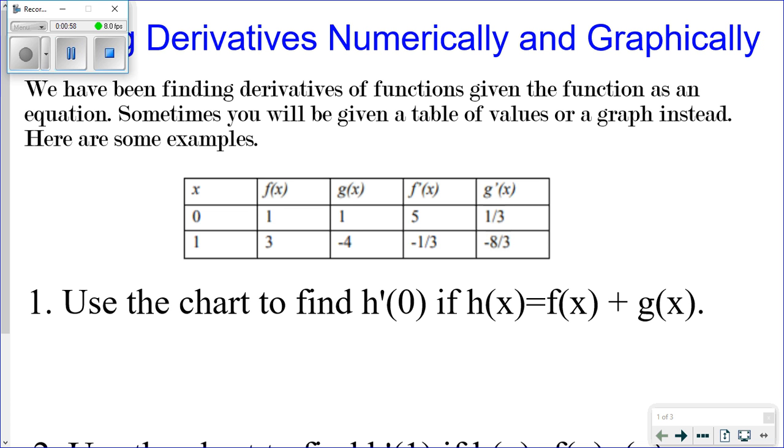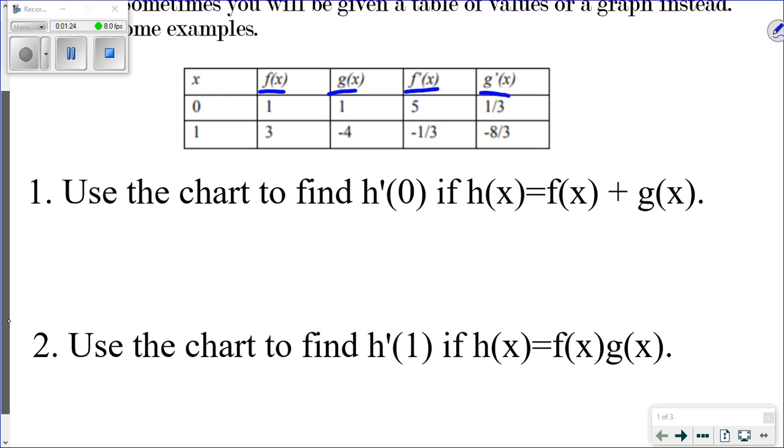So when you're given a table of values, we don't know what the equations are, but in the table we're given values for x. So like in this table, x is equal to 0 and 1. And then we're given values for f of x, g of x, f prime of x, and g prime of x. Okay, so usually the questions will look something like this.